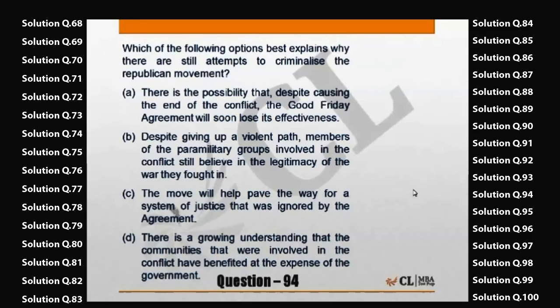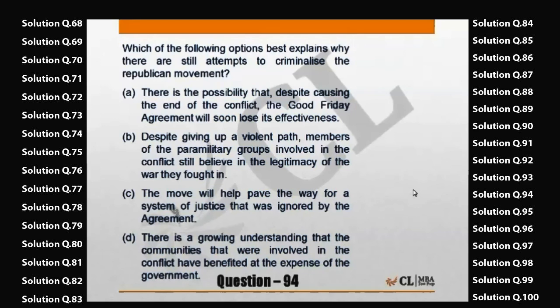So if you were to read the text, specifically the fourth paragraph, it states that even though the IRA and other Republican military groups have abandoned violence, they continue to believe that the conflict was a legitimate war of liberation. Option B thus becomes the correct answer: despite having given up a violent path, members of the paramilitary groups still believe, to a certain level, in the legitimacy of the war that they fought in, and this is why option B is the correct answer.